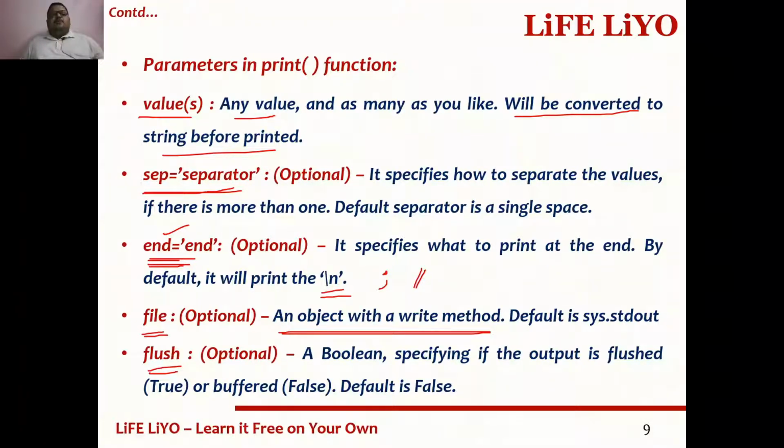It is a boolean value specifying whether, after the completion of the work, the output is flushed or buffered. What does this mean? That is, whether the output should be stored or removed from the data. By default, it is false, which means it will stay in the buffered state only.